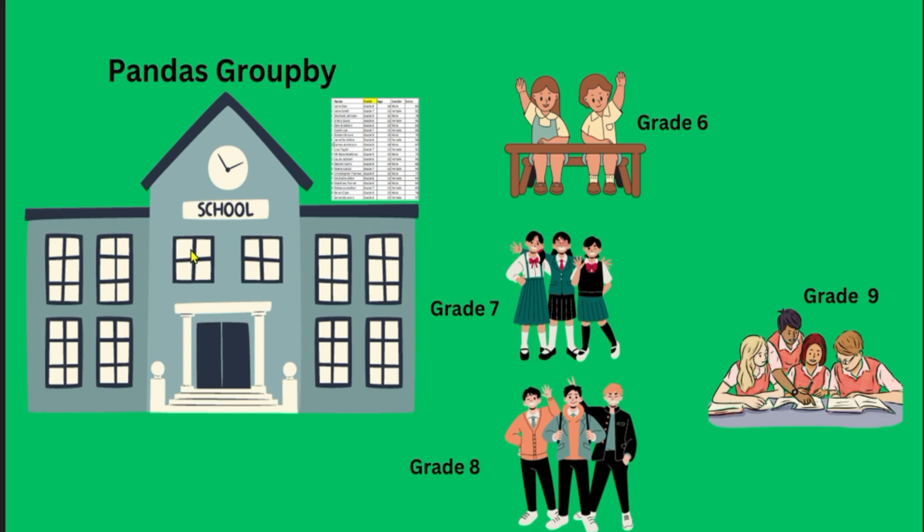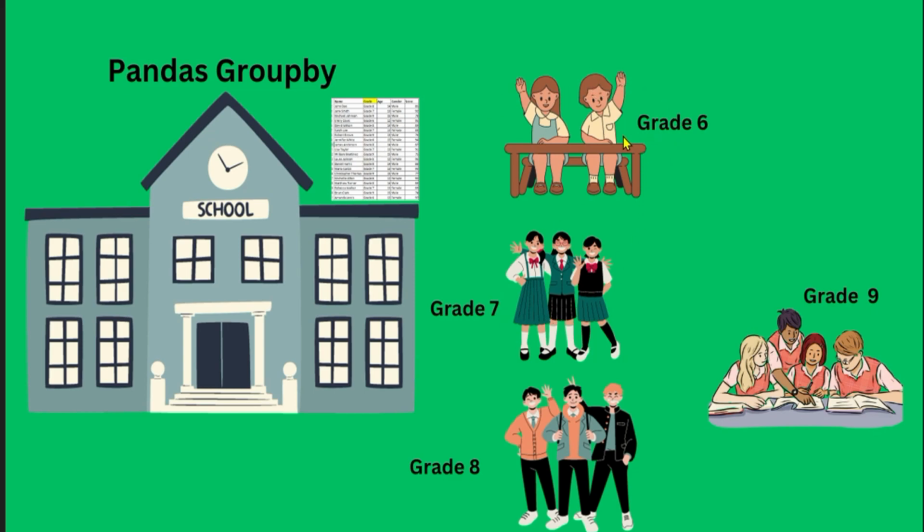Now let's imagine there is a school. In that school we have multiple different grades. That means students are there from grade 6, grade 7, 8 and 9. Now you have been given an Excel file which contains all the names of the students of the school. Including all the grades, it has a sheet which contains all the names of the students and their details. Now you have been asked, can you group them based on their grades?